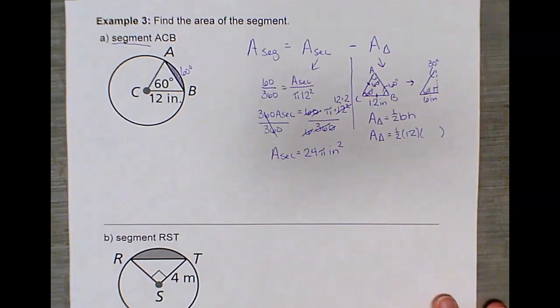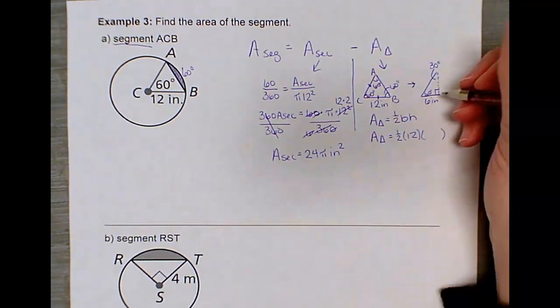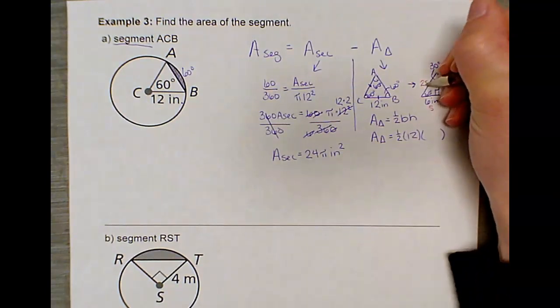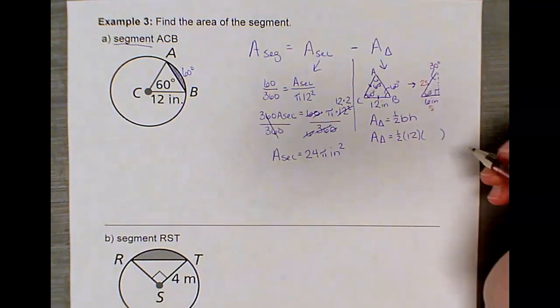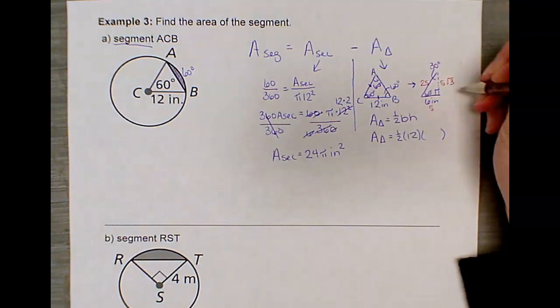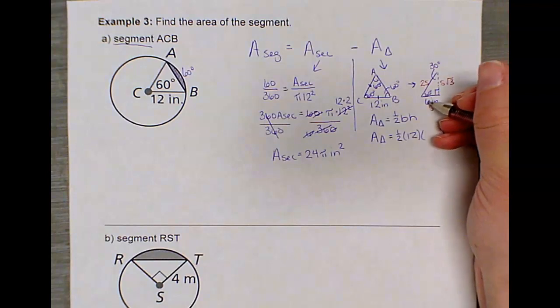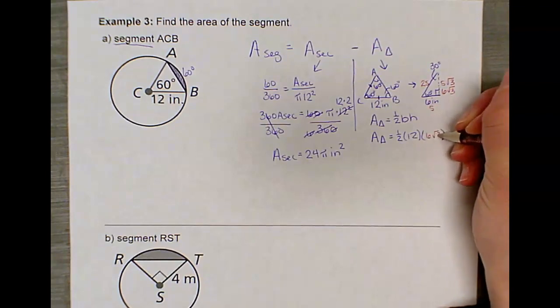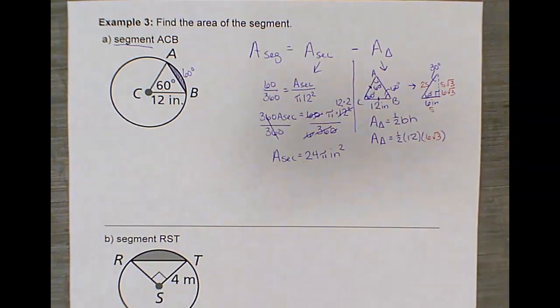And in our special right triangles, we know that the short side is s, the hypotenuse is 2s, so 2 times 6 is 12, and then the long side is s square roots of 3. Well, if s is 6, then this height right here must be 6 square roots of 3. That is the height of my triangle.